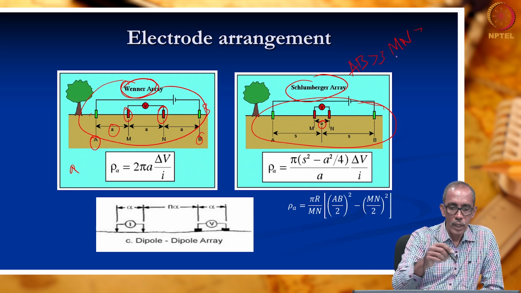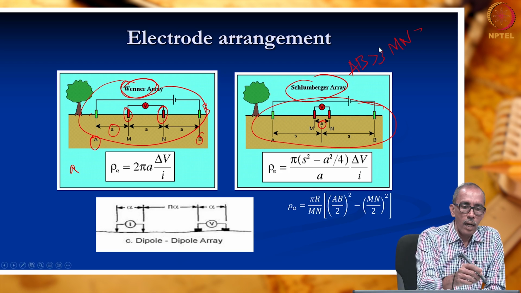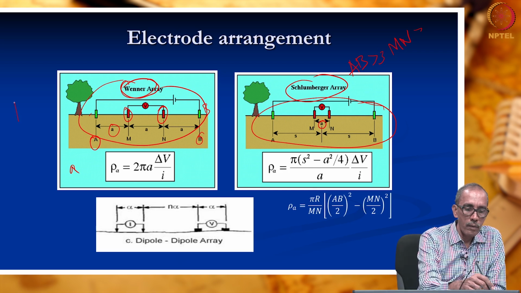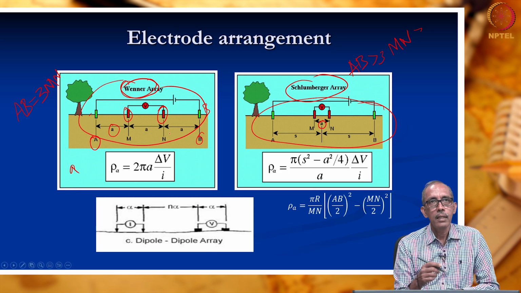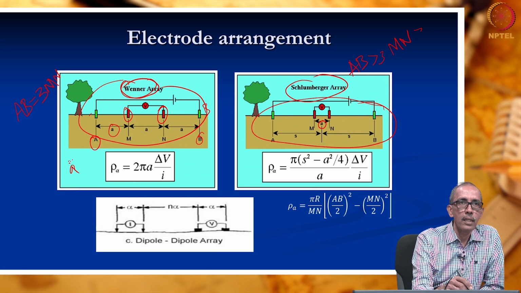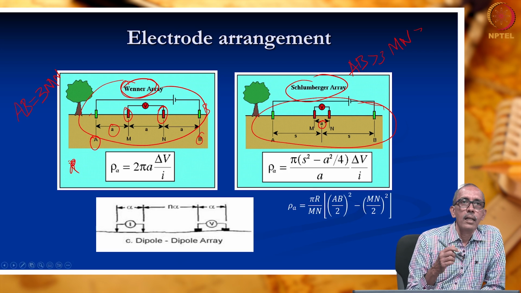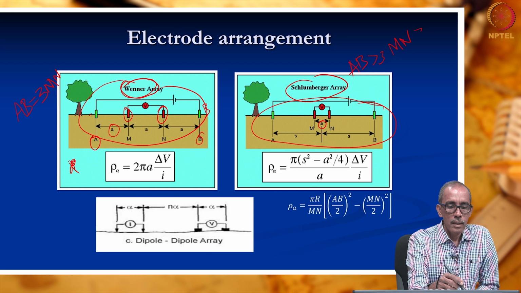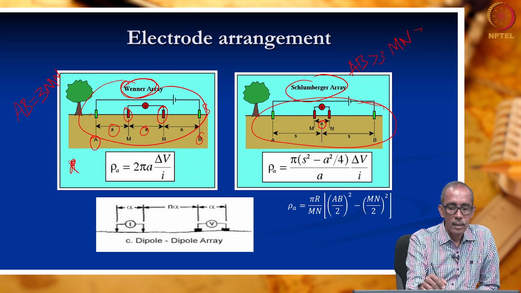If you write the same notation for Wenner arrangement, how can we write? So we will write that the distance between A and B is equivalent to 3 times of MN. Okay, am I right? So for Wenner arrangement, which you see here, the distance between A and B electrode is equivalent to 3 times of the distance between MN, because this is A, this is A, this is A. So the distance between A and B is 3 A's.